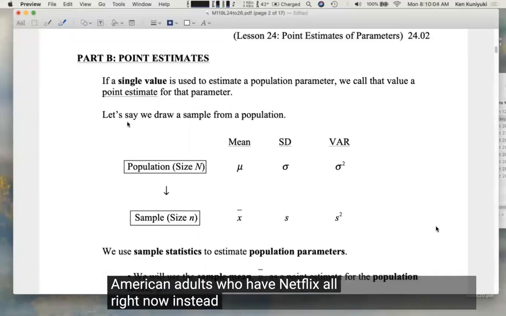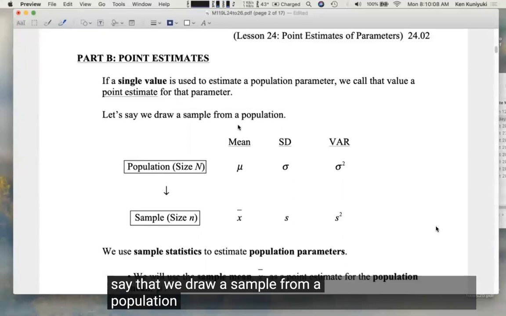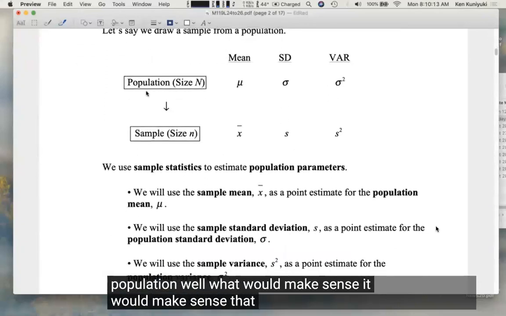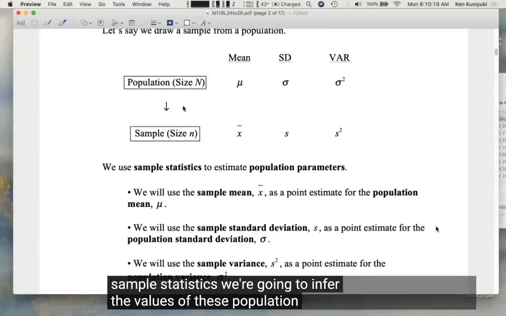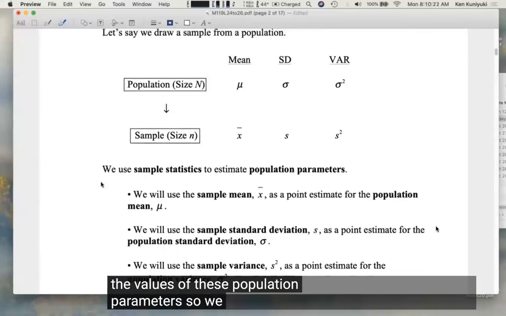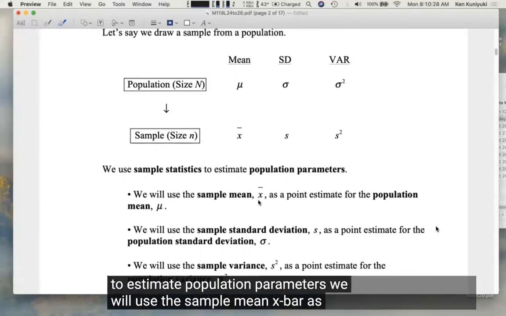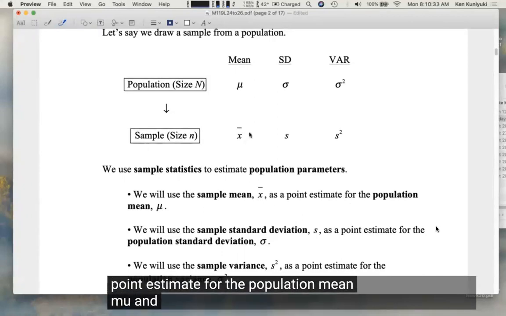All right. Now, instead of just guessing, let's say that we draw a sample from a population. Well, what would make sense? It would make sense that based on these sample statistics, we're going to infer the values of these population parameters. So we use sample statistics to estimate population parameters. We will use the sample mean, x bar, as a point estimate for the population mean, mu. And this would make sense.